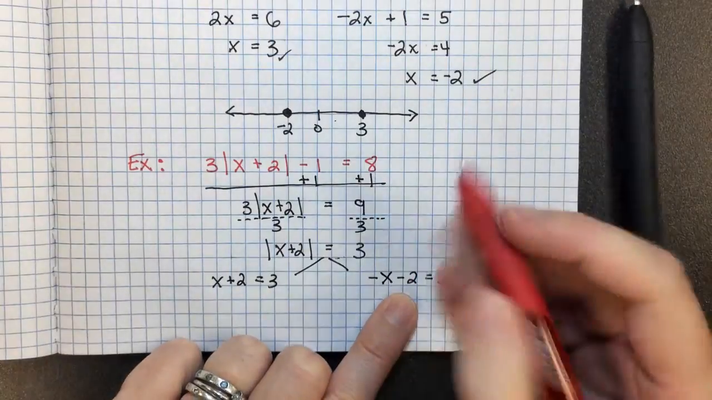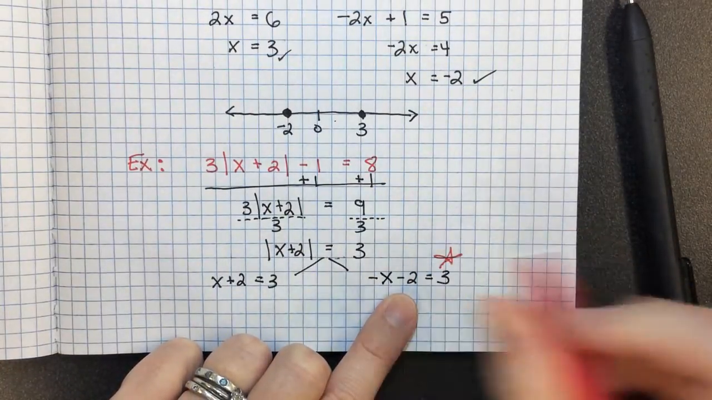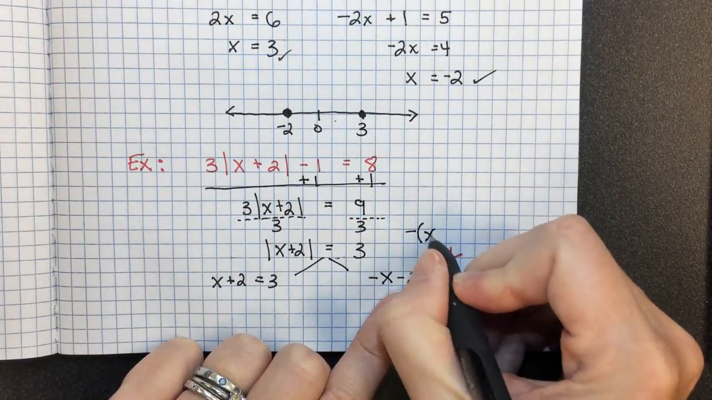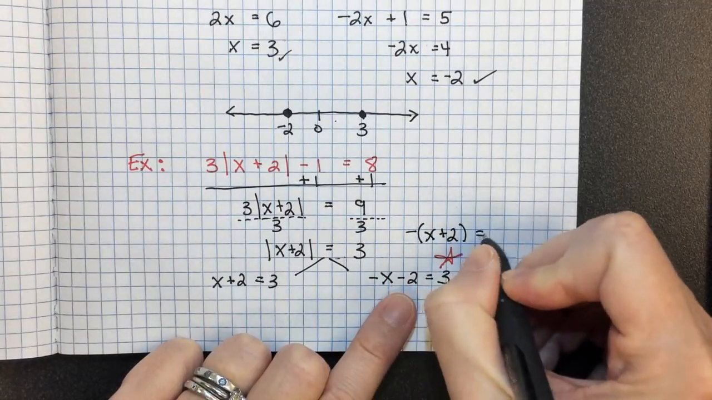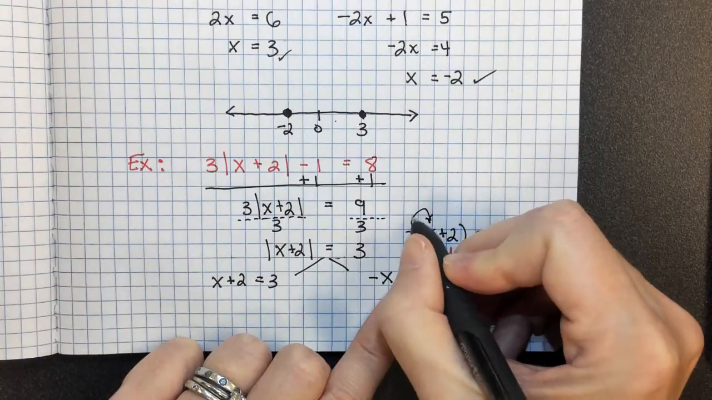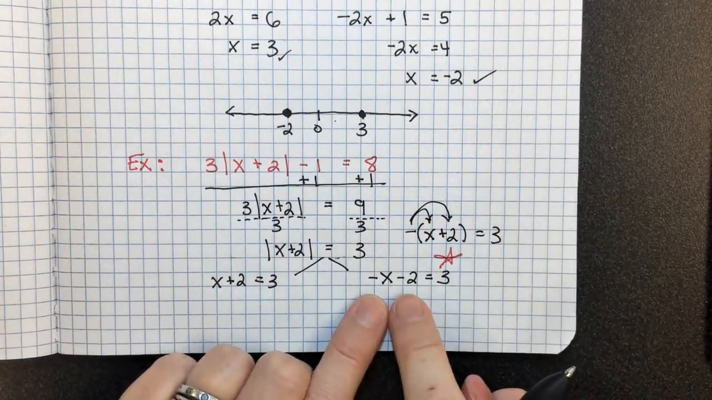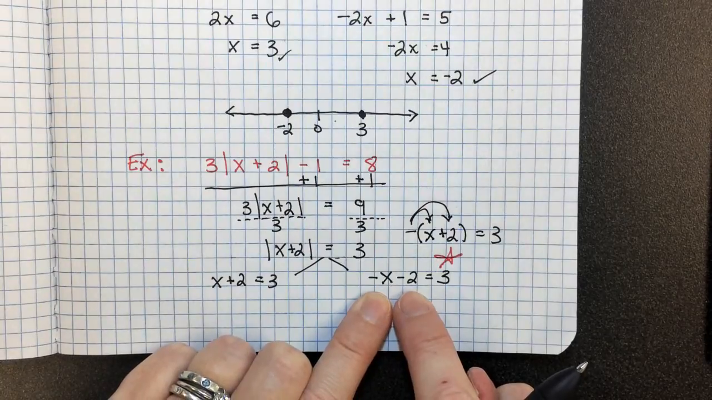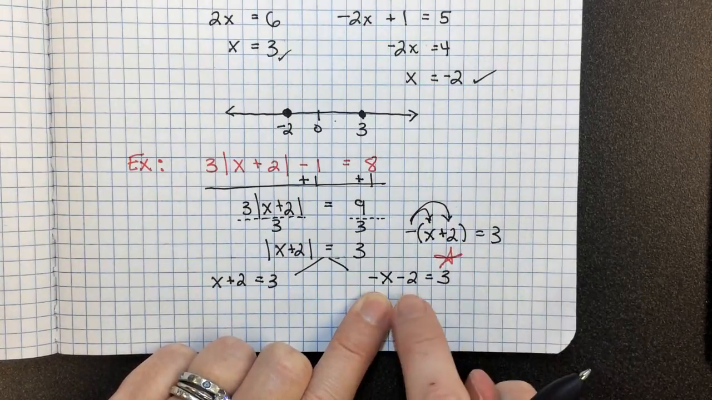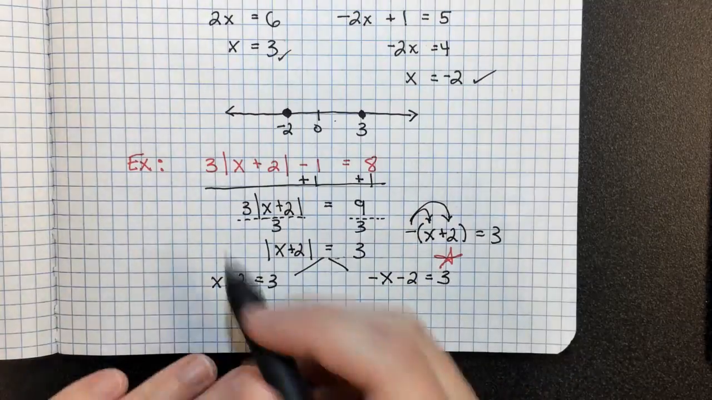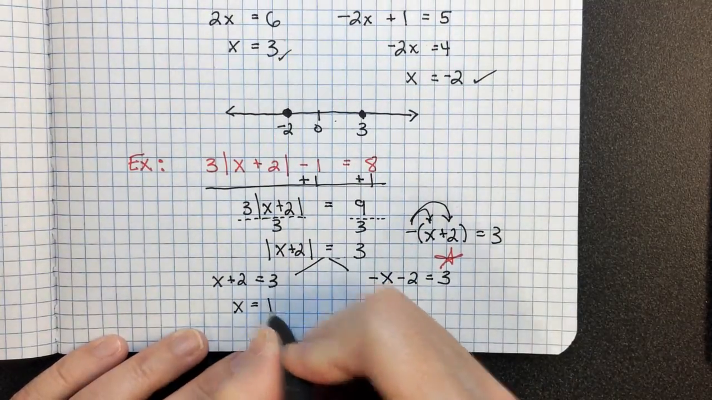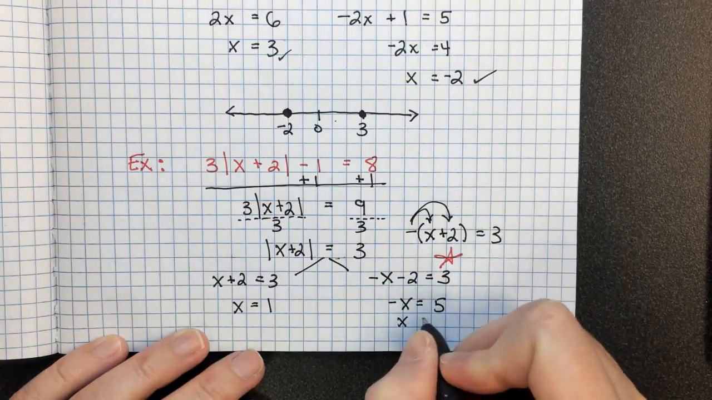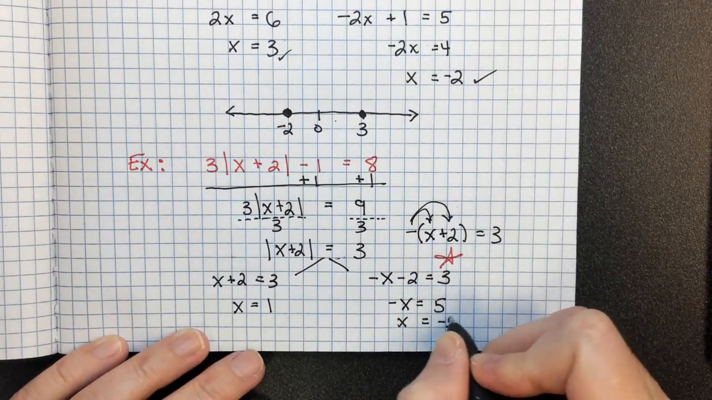Now, again, I'm going to star this. This time I didn't write it as negative parentheses x plus 2 equals 3. And I didn't show this step. I did it in my head. You are absolutely allowed to do that, but if you're not sure, then please use this step and move into that one. X equals 1. Negative x equals 5. So x equals negative 5.